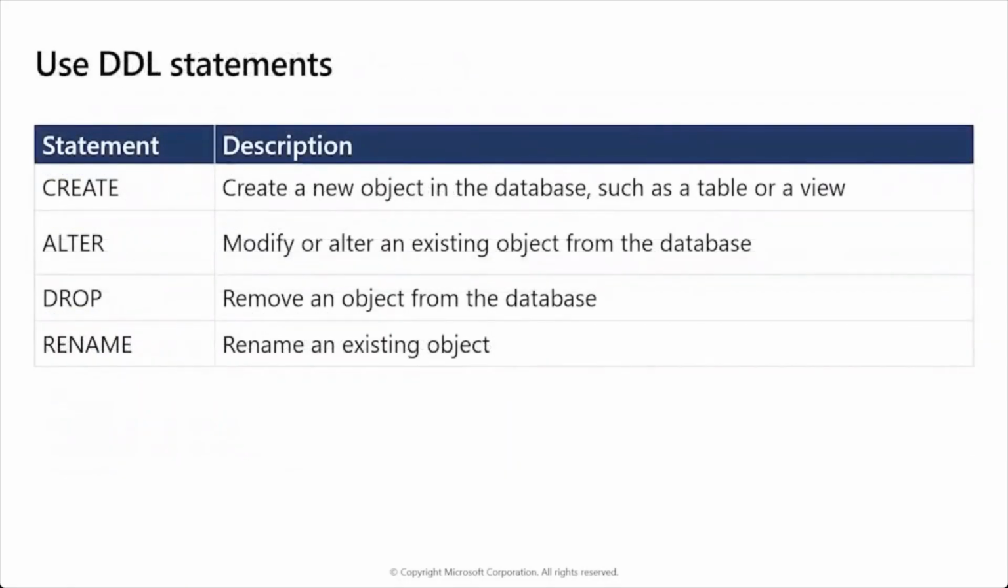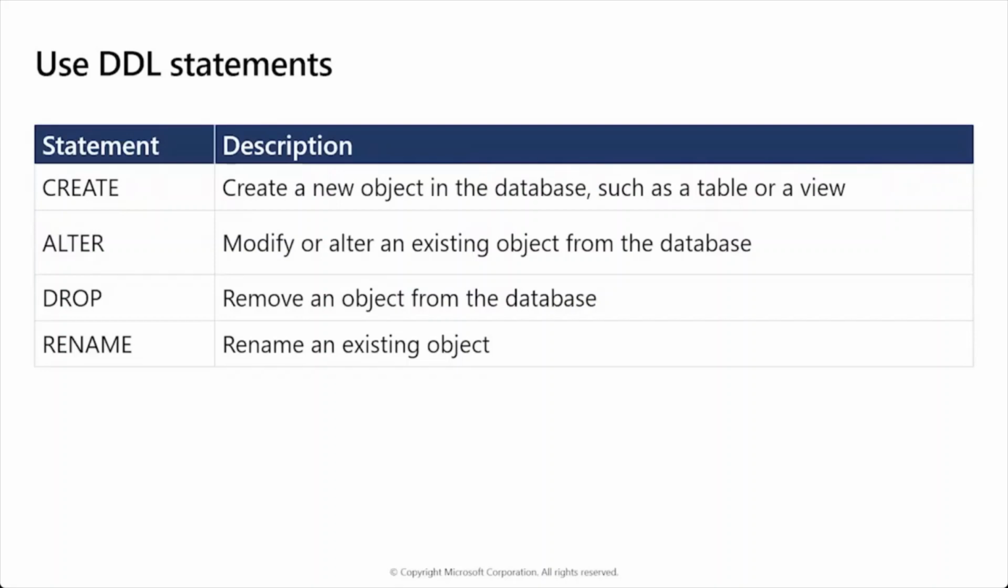Now, you use DDL statements to create, modify, and remove tables and other objects in the database. So these objects could be tables, stored procedures, views, and so on and so forth. Now, the most common DDL statements, or data definition language statements, are create, which allows you to create a new object in the database, such as a table or a view. Or alter. So alter allows you to modify the structure of an object. For instance, you can alter a table by adding more columns to it.